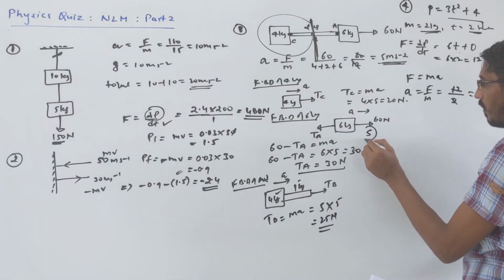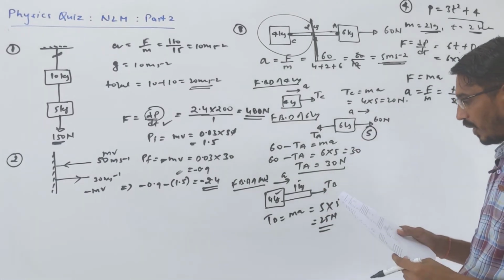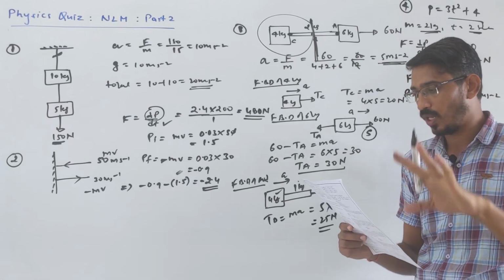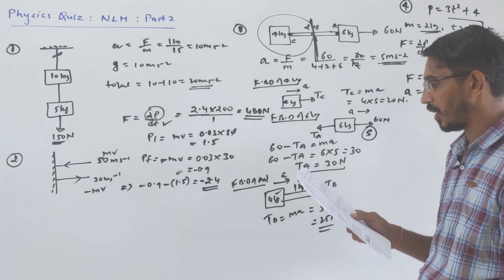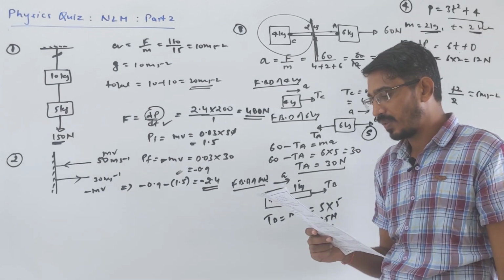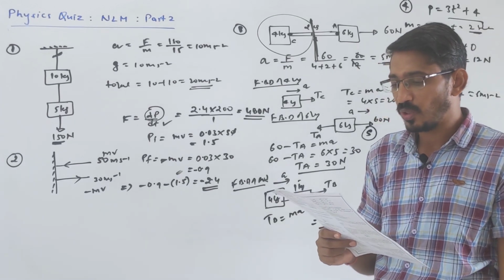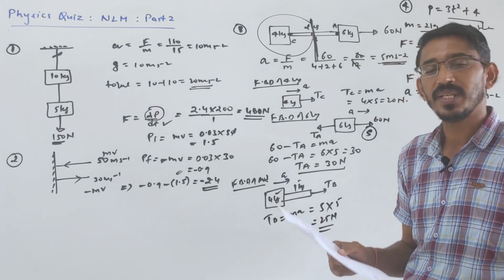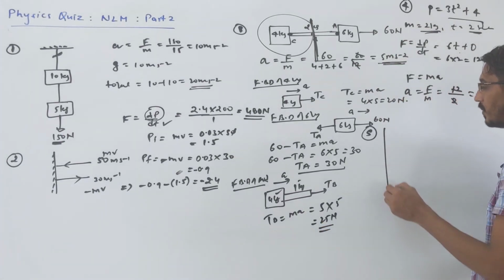Let's move to the fifth problem. A boy wants to climb down a rope. The rope can withstand a maximum tension equal to 2/3 of the weight of the boy. If g is acceleration due to gravity, what is the minimum acceleration with which the boy should climb down so that the rope doesn't break? Very interesting question.